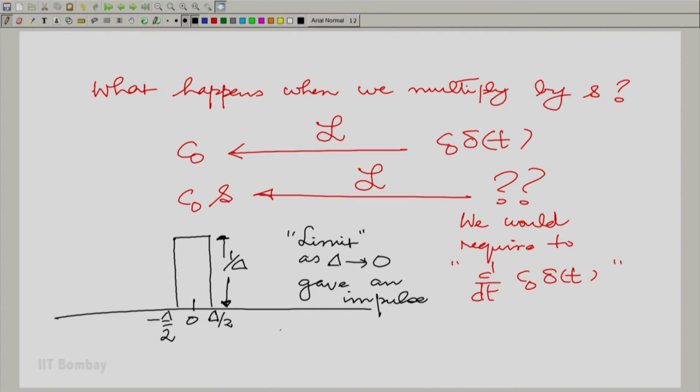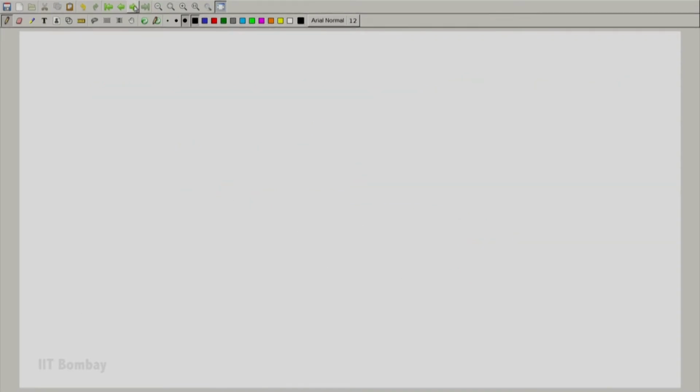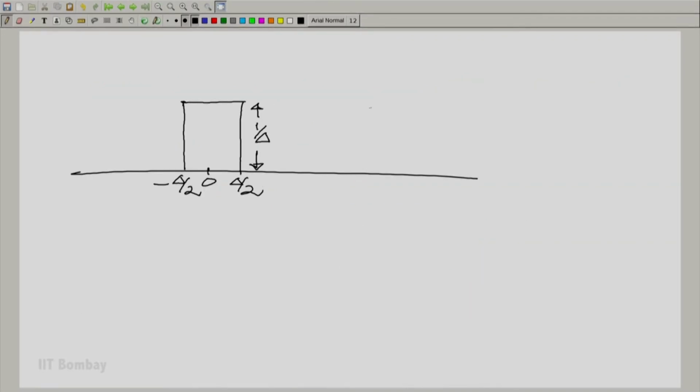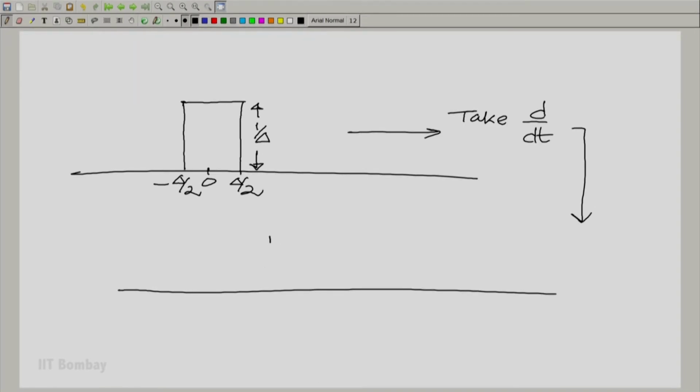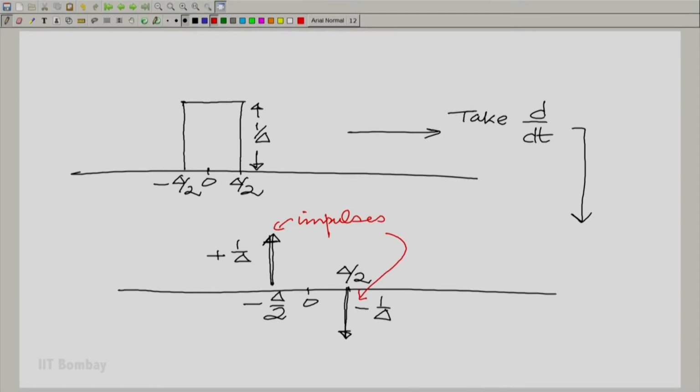Suppose we take d/dt of this, let us draw it again. How would it look? It would have two impulses: one impulse of strength plus 1 by delta at minus delta by 2, and a second impulse of strength minus 1 by delta at plus delta by 2. So, these are impulses. Now, visualize capital delta going to 0, two things happen.